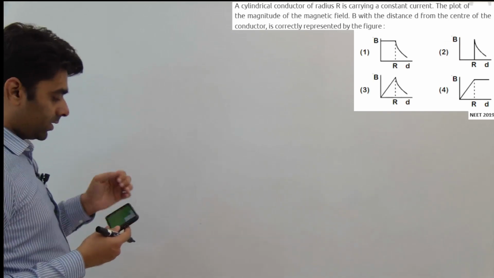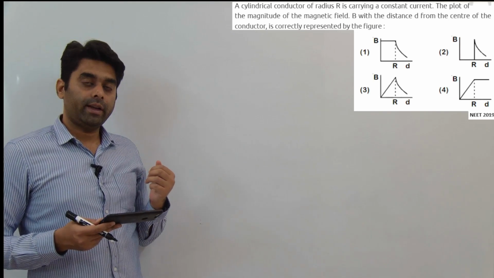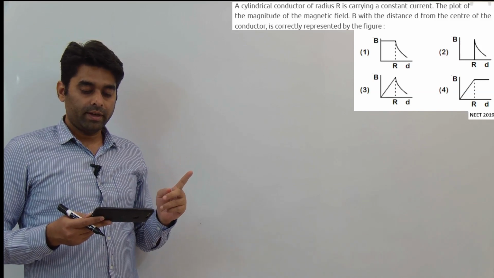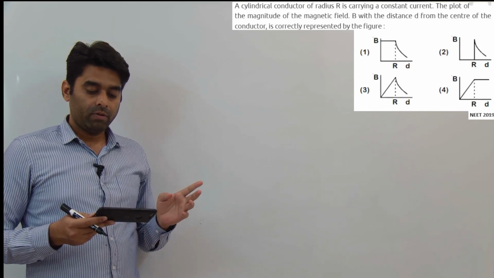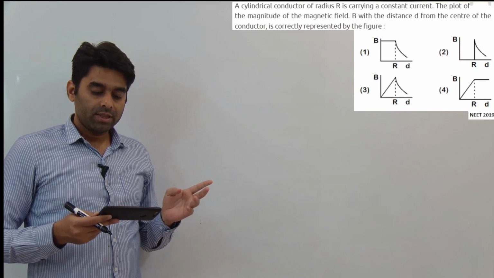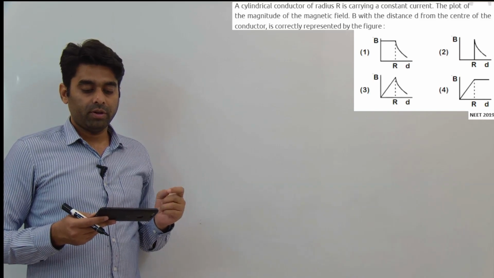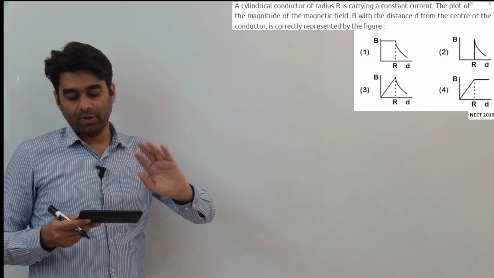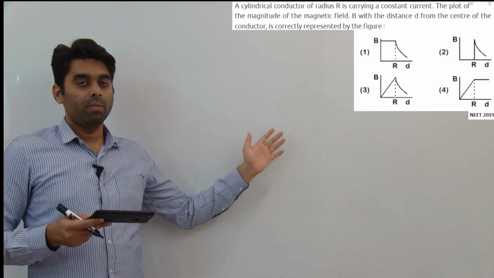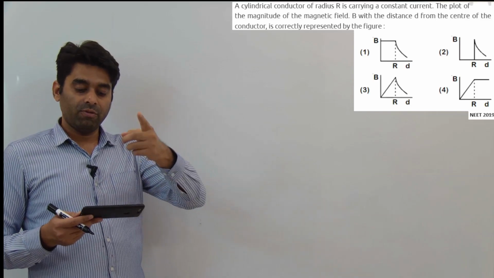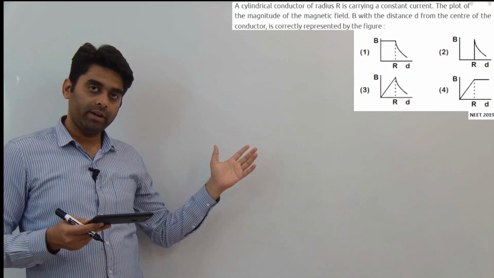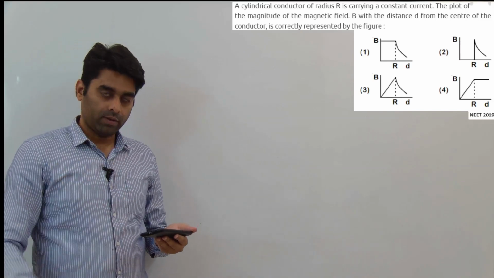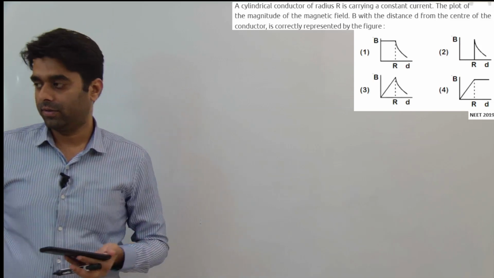Okay, next question. This is a NEET 2019 question. A cylindrical conductor of radius r is carrying a constant current. The plot of the magnitude of magnetic field B with the distance d from the center of the conductor is correctly represented by the figure. If you notice, just 21 questions, repeated question, 2019, 2020, same repeated question. Before this also we did it. The graph over here will be the third. Already we did this question. Third option will be the correct answer.